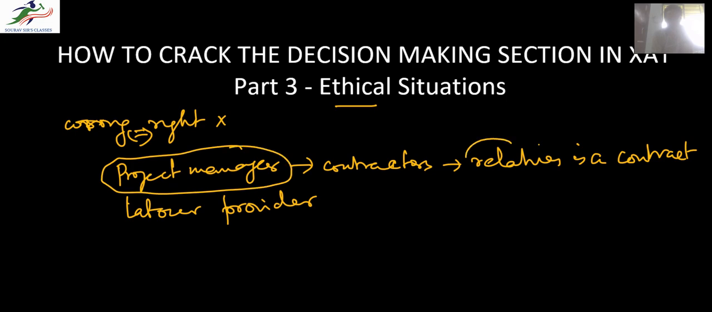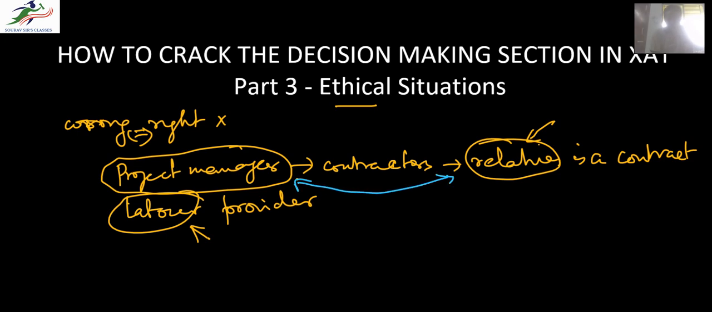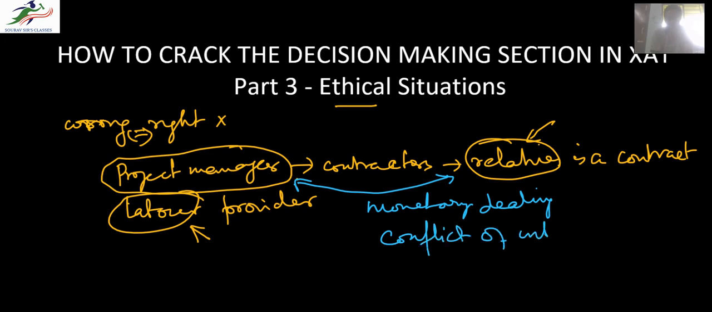Should you go to your relative? He can give labor quickly, and he can give you the skills that you want. All of that is fine, but is this an ethical situation? The answer is yes, because people outside may perceive that you have a vested interest in going to your relative, and there can be some kind of monetary dealing between the two of you. So it is a situation which is called conflict of interest.